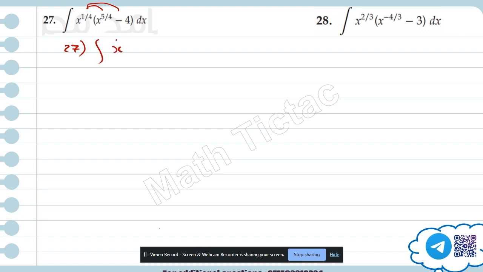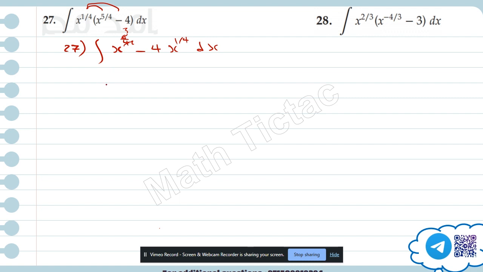So x to the power 5 over 4 multiplied by x to the power 1 over 4, we can just add the exponents since we have the same base. So 5 over 4 plus 1 over 4 is equal to 6 over 4. Then minus 4 multiplied by x to the power 1 over 4, and then dx. So let's find this directly. For sure in here we can simplify this. Divided by 2, this is equal to 3. Divided by 2, this is equal to 2.